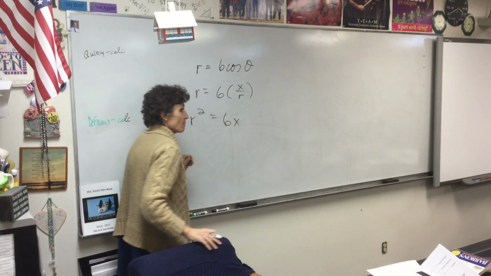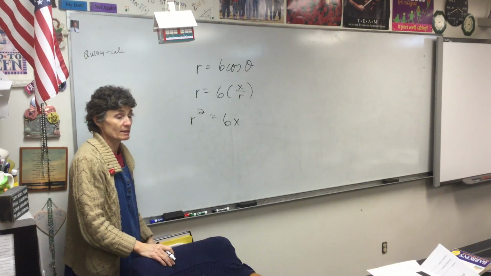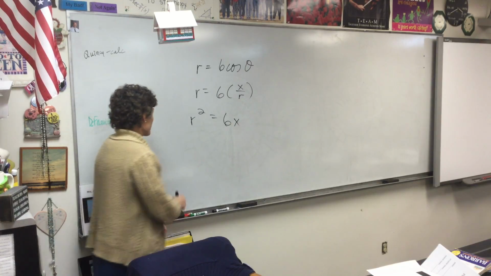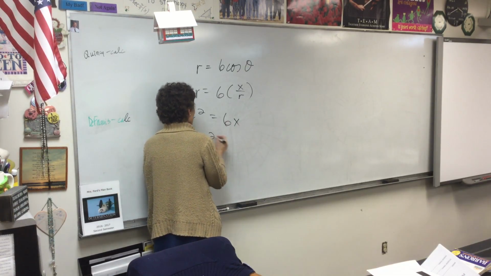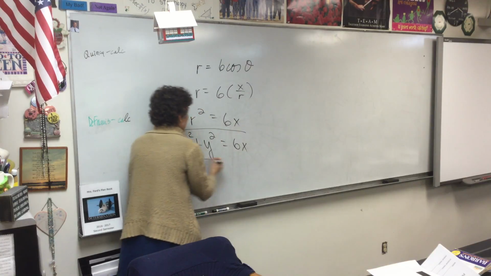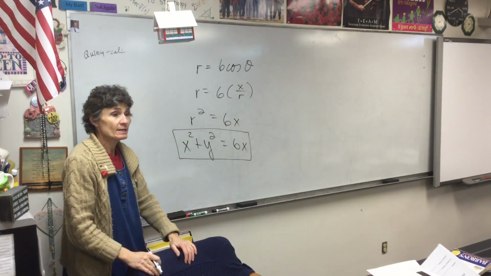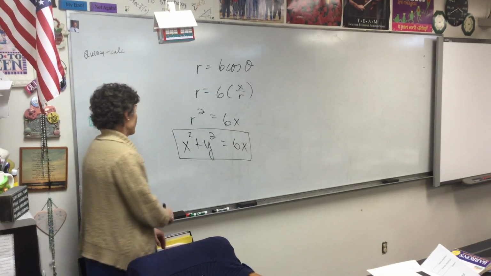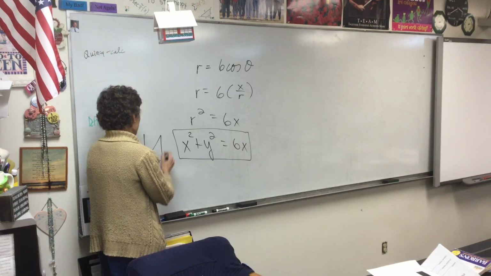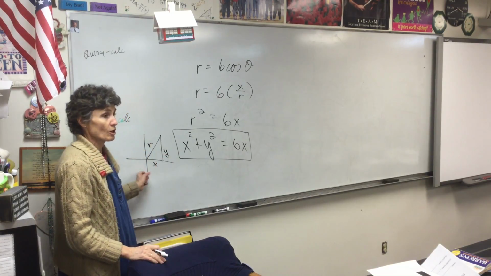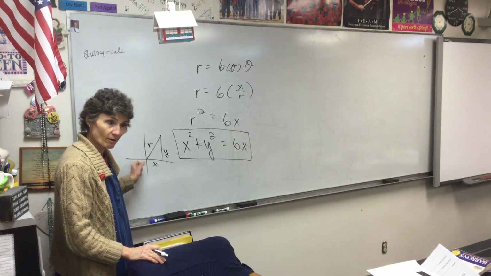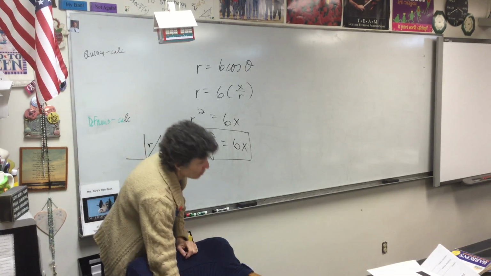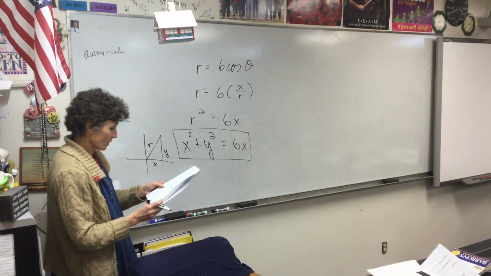So I'll multiply both sides by, in this case, r, because that's what my denominator is. Now, what about r squared? R squared is x squared plus y squared. So look at this equation that you have left. It is a Cartesian equation. We're done. Now, for those of you that have forgotten that x squared plus y squared equals r squared, remember that triangle right there. Over x, up y, that's r. So r squared is x squared plus y squared.